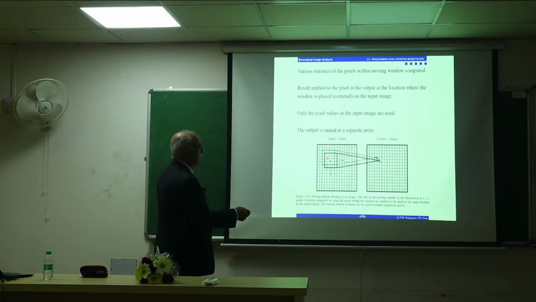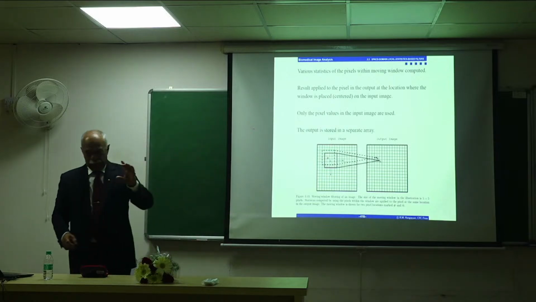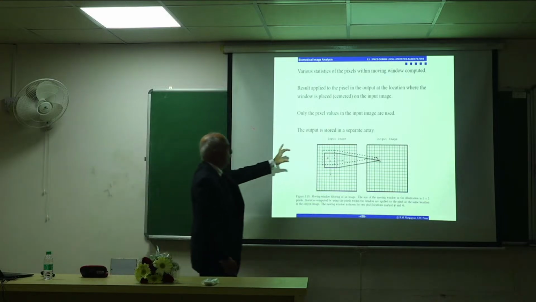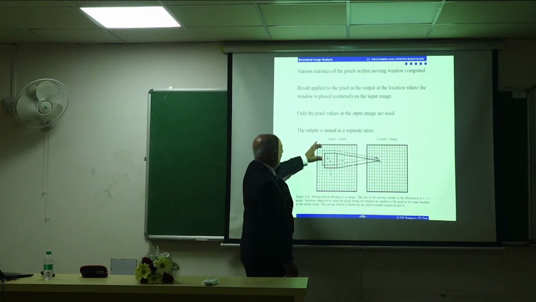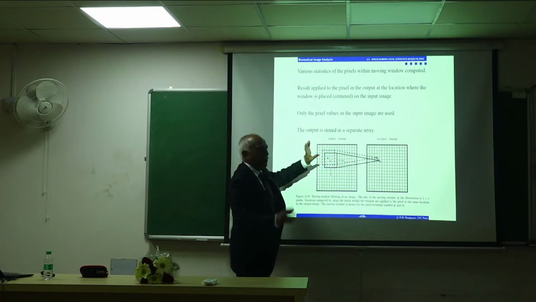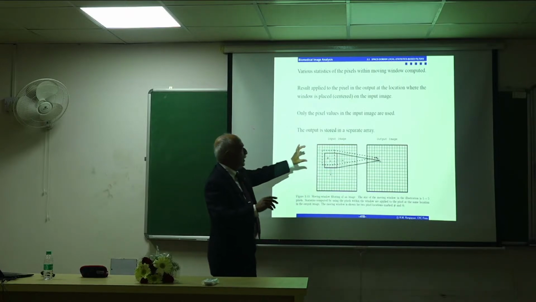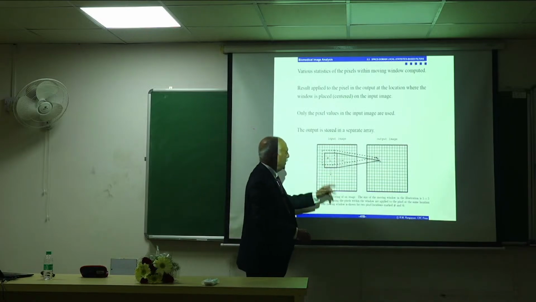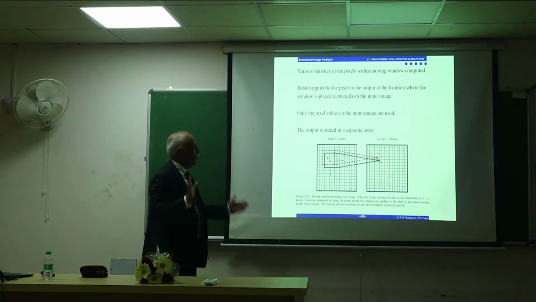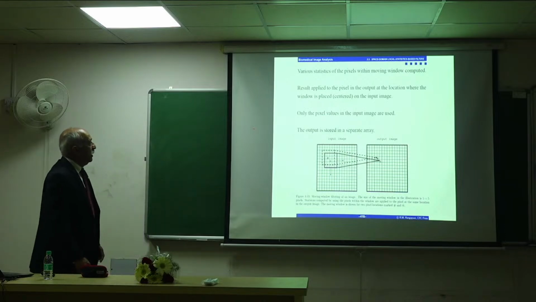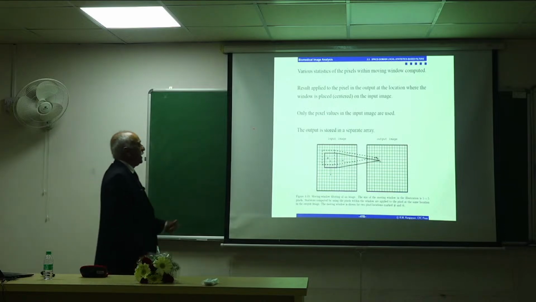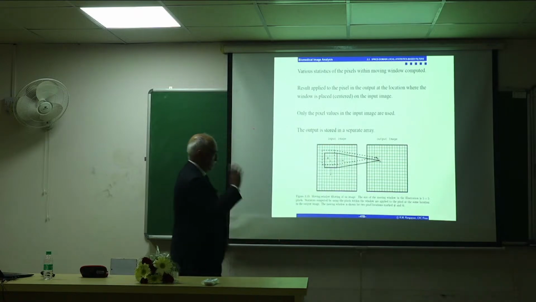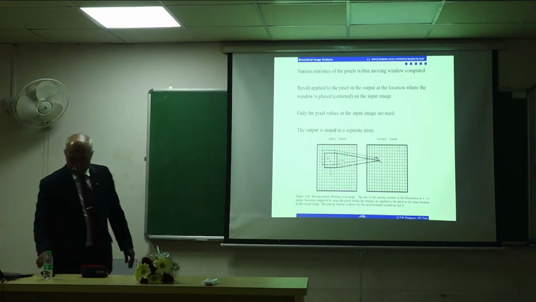So this is a moving window over the entire image, and you position that window at some location, and you compute statistics or do some operation on the pixels within the window, and apply that result in the output image at the location of the center of the window. Note that only pixel values in the input image are used. The output is in a separate array.